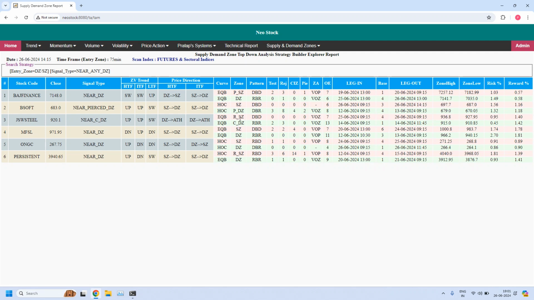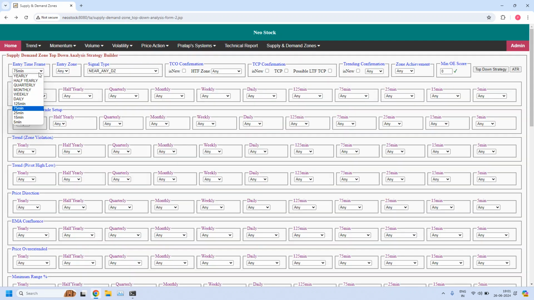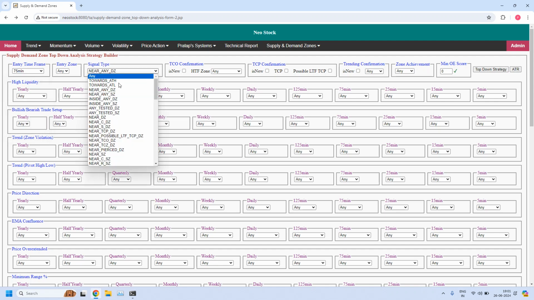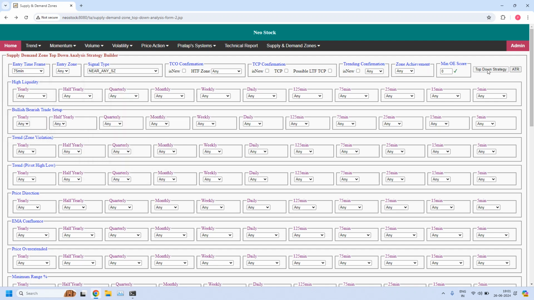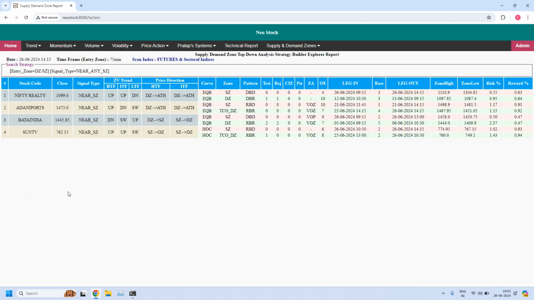So we have only one high liquidity daily demand zone from this list. So I'm going back to the 75 minutes time frame. Let us find the stocks near the 75 minutes supply zone. 4 stocks are filtered. Let us check any high liquidity supply zones. No, we don't have any high liquidity supply zones from this list.